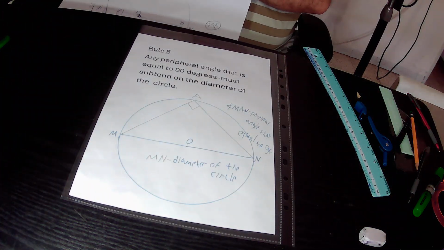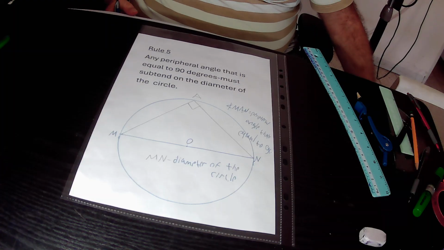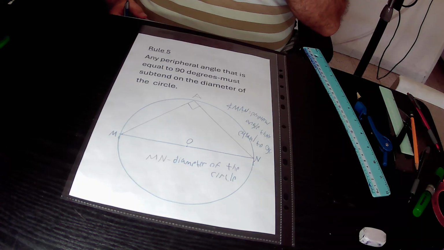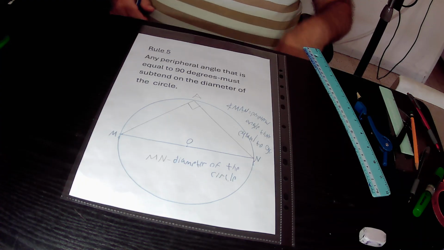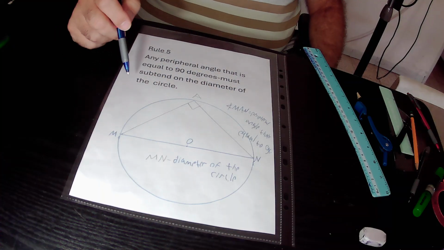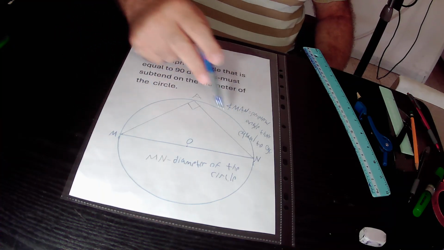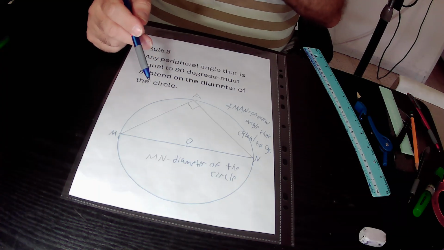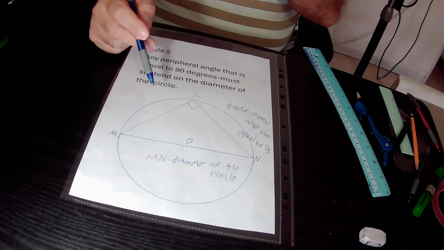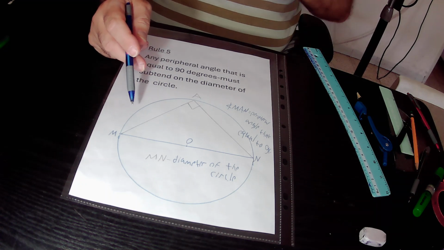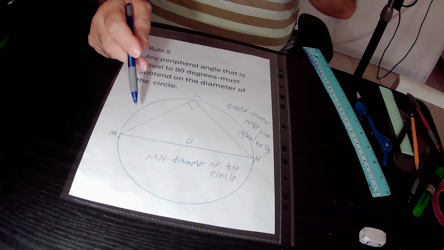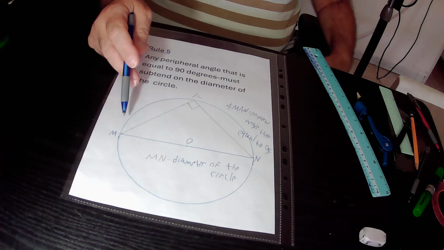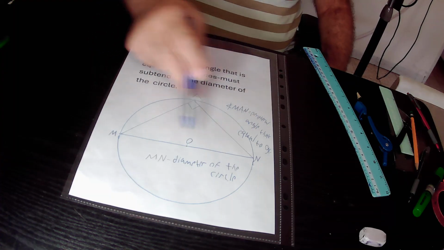According to rule 5, any peripheral angle that is equal to 90 degrees in size must subset on the diameter of the circle. In the drawing we have a circle. This is peripheral angle MAN, that is the right angle, equal to 90 degrees in size. And according to rule 5, because peripheral angle MAN equals 90 degrees, it must subset on the diameter of the circle. And indeed, peripheral angle MAN subsets on MN, that is the diameter of this circle.